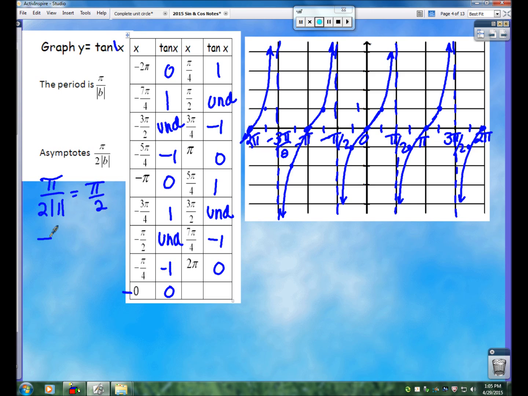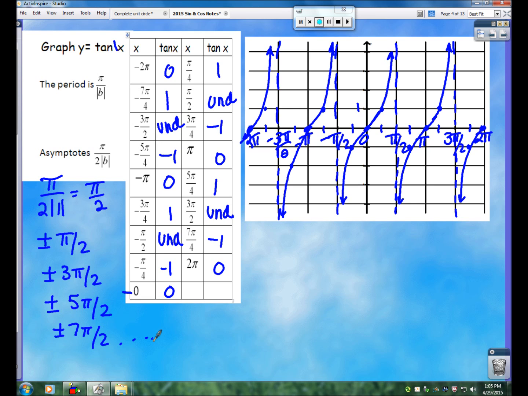All right, so it's every odd multiple. So plus or minus pi over 2, plus or minus 3 pi over 2, plus or minus 5 pi over 2, plus or minus 7 pi over 2, and so forth and so on, as far as our graph will go. Those will be the asymptotes of our tangent graph.